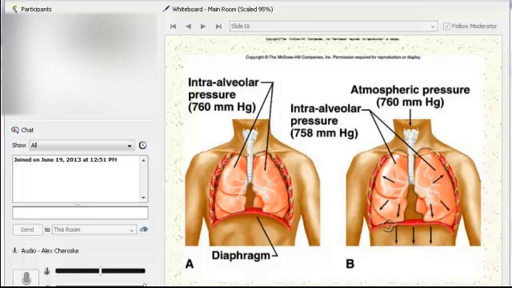If that pressure goes down below atmospheric, like we see here, then there's going to be enough of a gradient where the air is going to move from high concentration or high pressure to low concentration or low pressure. In this case, it's going to go into the lungs, and we're going to have inspiration or inhalation. Remember, there is this inverse relationship between volume and pressure. When the volume goes up, the pressure goes down, and vice versa.